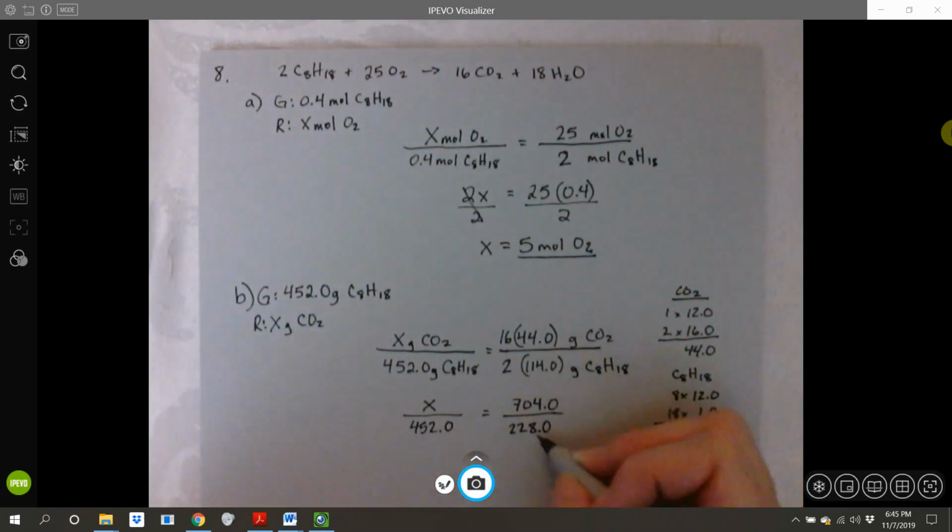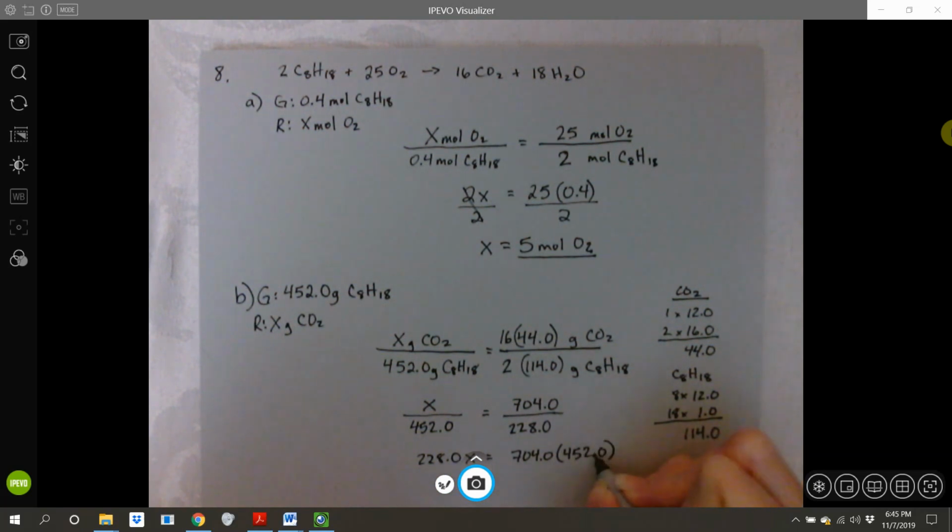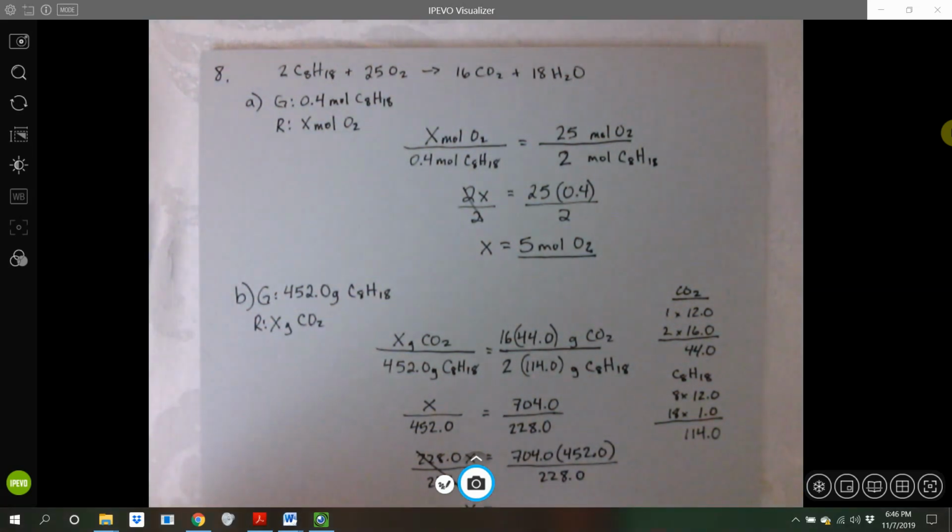So let's solve for x. We'll do our nice cross multiplication. 228.0x equals 704.0 times 452.0. Okay, we will divide by 228.0 on both sides to get x all by itself. Cancel, leave our x, and let's put that in our calculator. 704 times 452 equals, divided by 228.